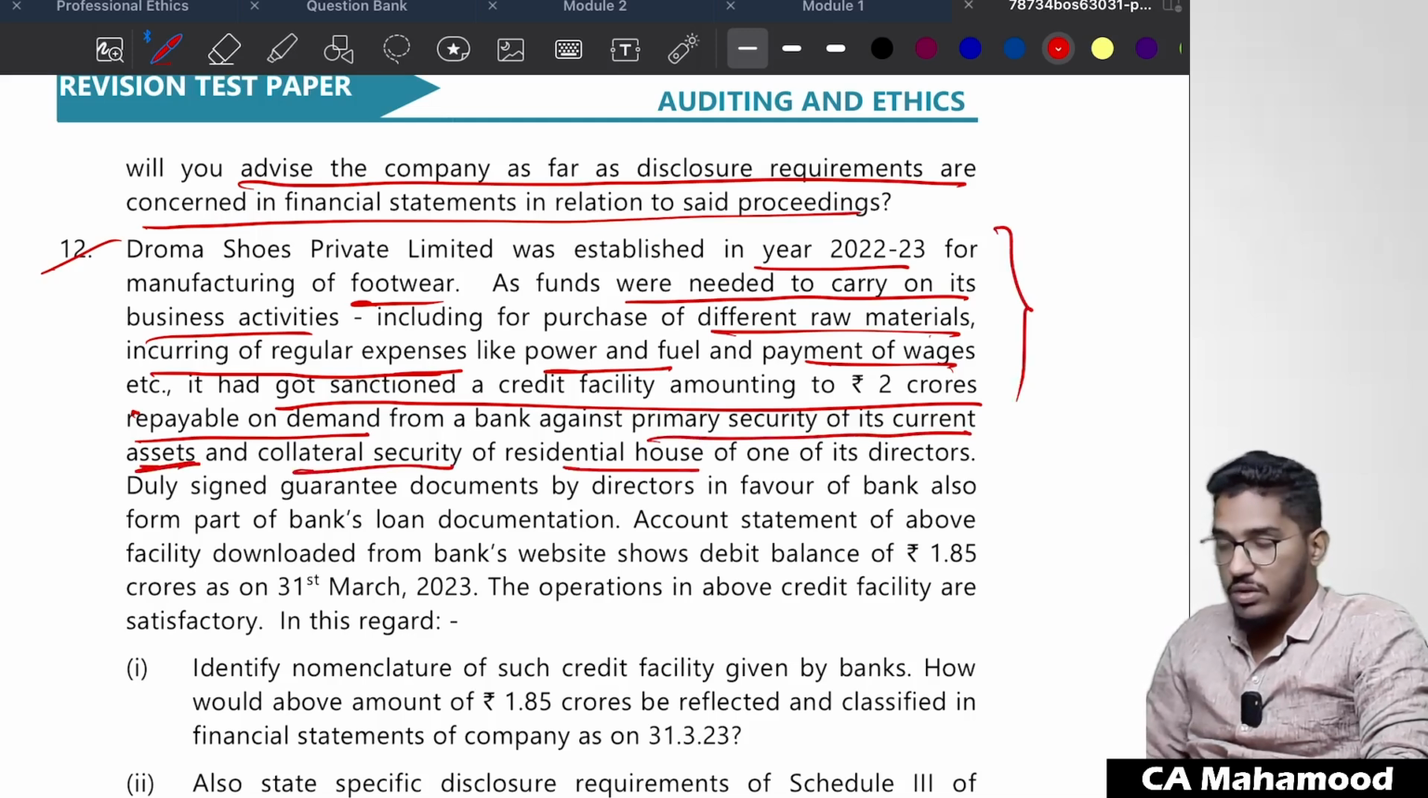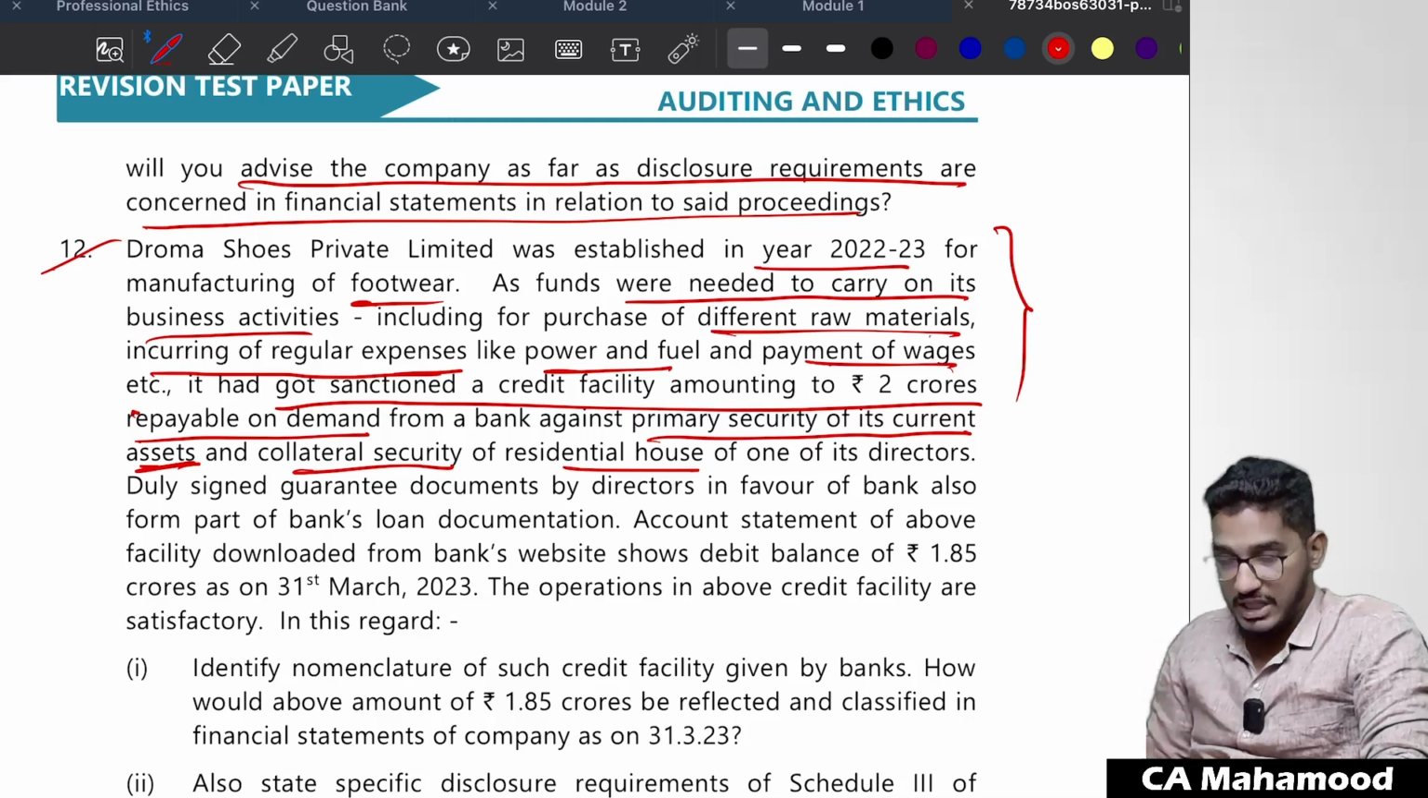The company has got the loan for what purpose? For the purpose of its working capital requirements, for buying the raw material, and for meeting the expenses.